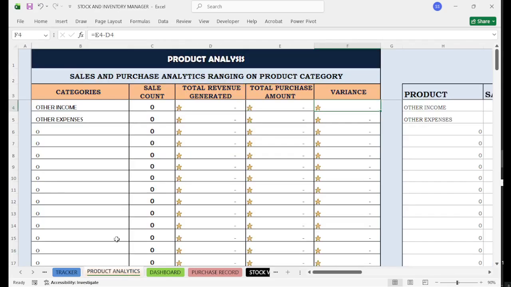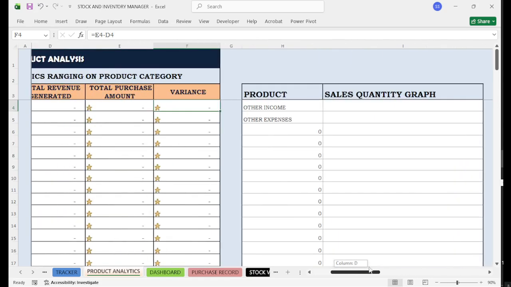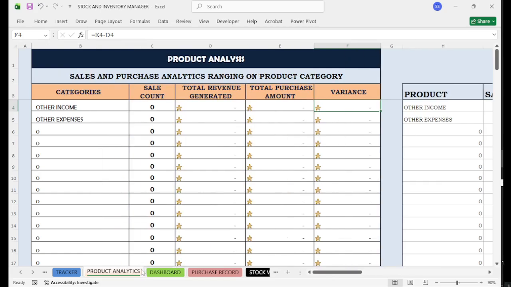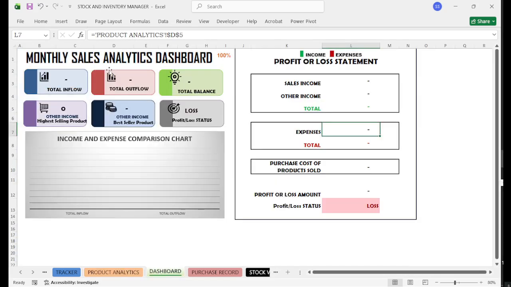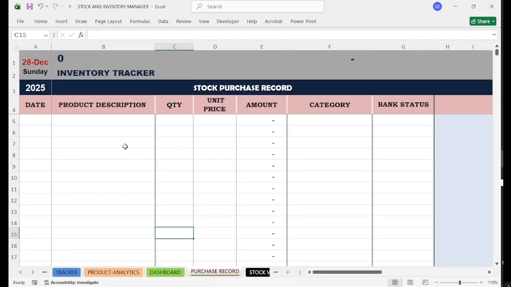This is where you get your product analytics, total revenue that was generated, the total purchase amount, and the variance, the differences, the sales counts. And this is actually a graph. You'll be seeing the graph as I input data and populate it. This is a dashboard where you see your total inflow, total outflow, total balance, and your profit or loss statement. And then this is where you're going to input your purchase record as you are buying them.